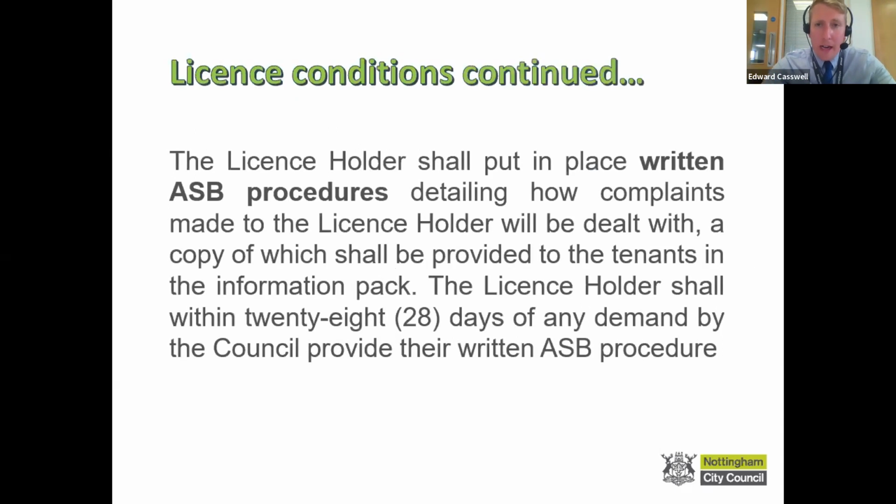We also have a condition around having a written antisocial behaviour procedure. So the licence holder shall put in place written antisocial behaviour procedures detailing how complaints made to the licence holder will be dealt with, a copy of which shall be provided to the tenant in the information pack. The licence holder shall, within 28 days of any demand by the council, provide this in writing.